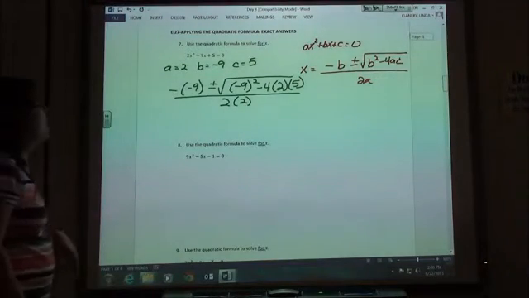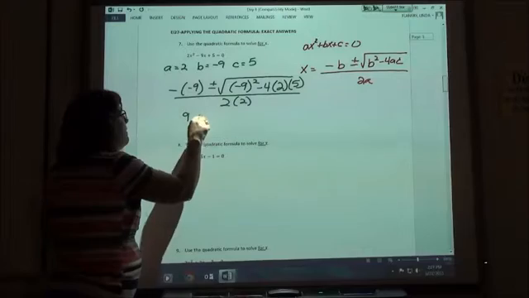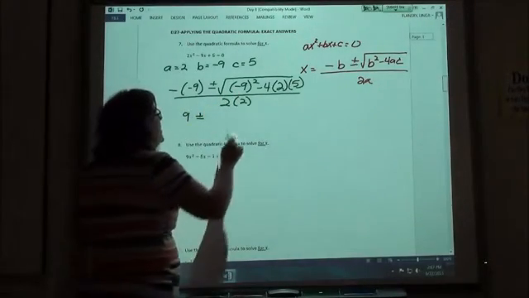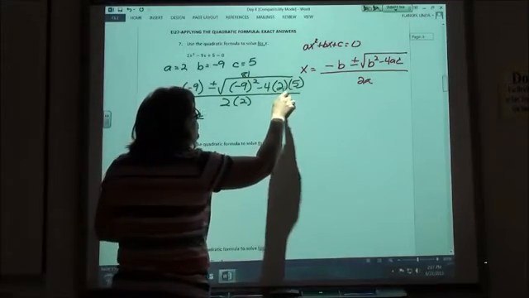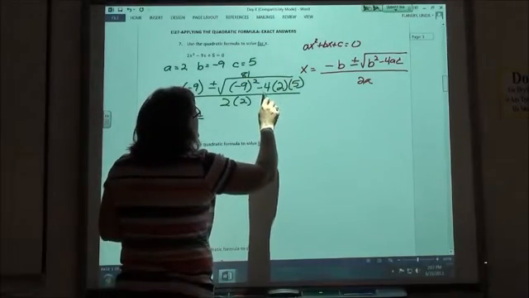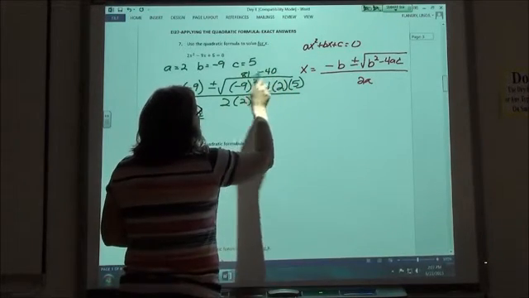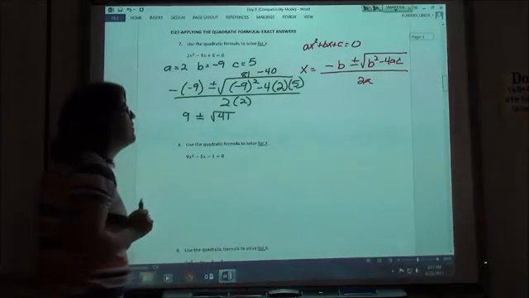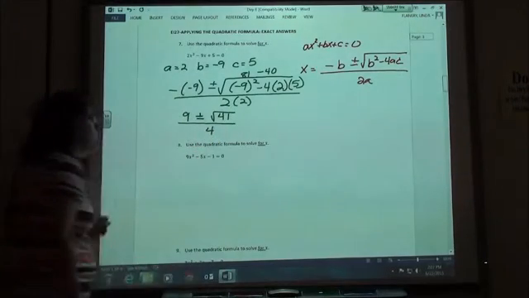And now I want to simplify. If I have minus a negative, that's going to make that a positive 9. Negative 9 squared, negative 9 times negative 9 is 81. Negative 4 times 2 times 5, that's going to give me negative 8 times 5, so minus 40. 81 minus 40 gives me the square root of 41, simplifying everything under my square root. All over 2 times 2, which is 4.